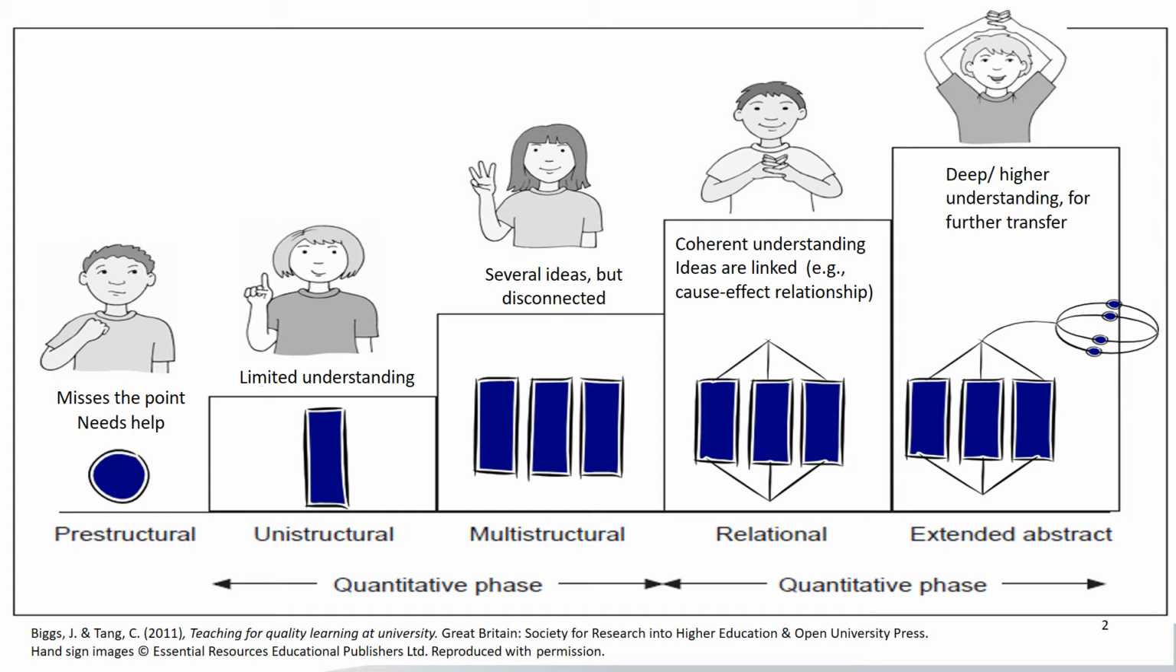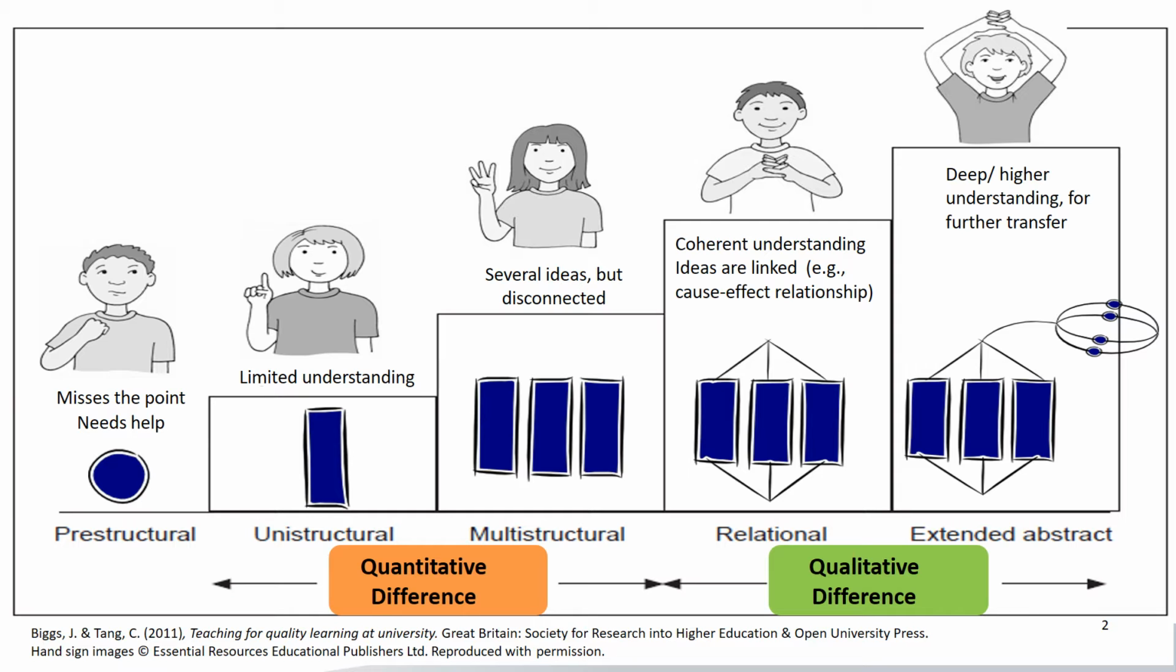So it's helpful to point out to students that the shift from pre-structural, uni-structural to multi-structural levels of understanding is a quantitative difference. Whereas the difference as we move from relational to extended abstract is a qualitative difference in terms of complexity of the ideas being understood.